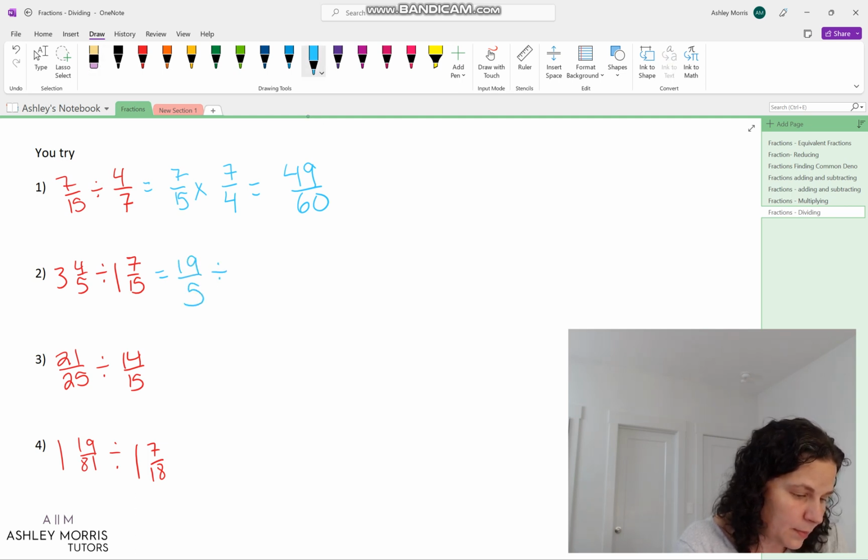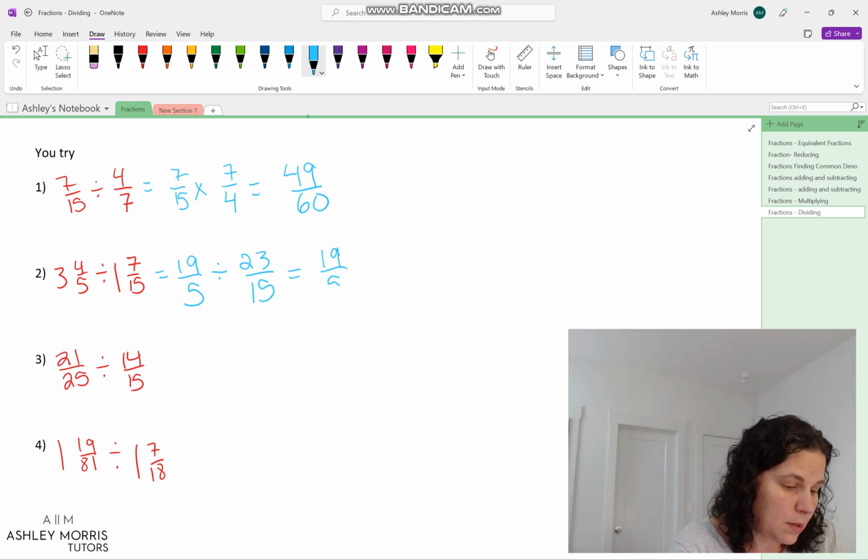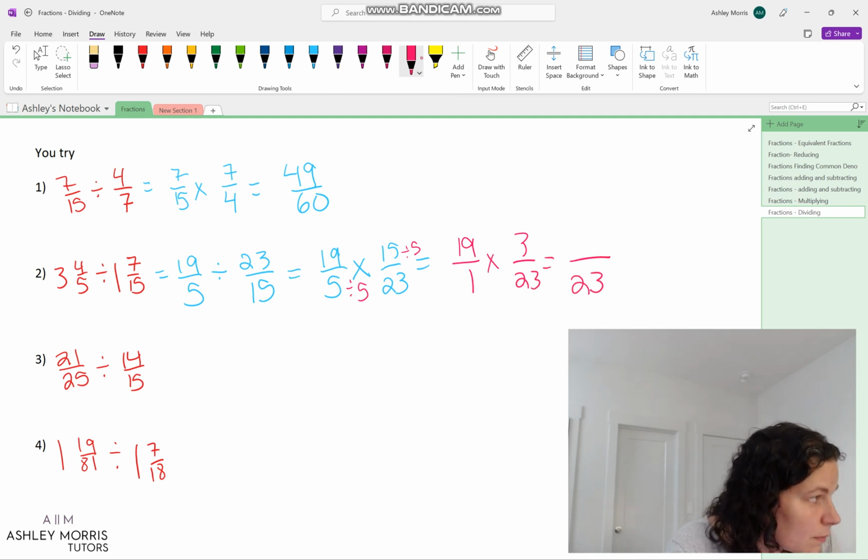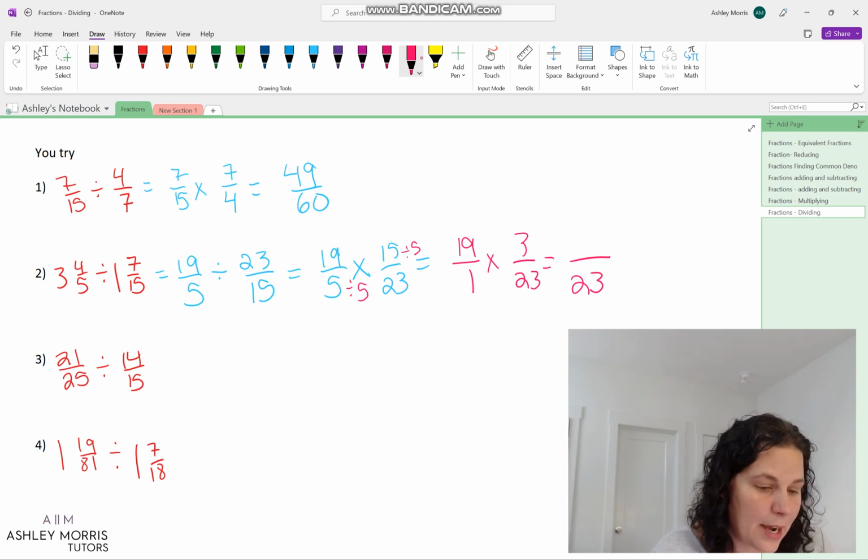Oops, I haven't flipped it yet. 15 times 1 is 15, plus 7 is 23. 23 over 15. And then we can do keep, change, flip. And I'm going to cross cancel again to keep my numbers small. So 19 over 1 times 3 over 23. So 23 on the bottom. And then 19 times 3 is 57.